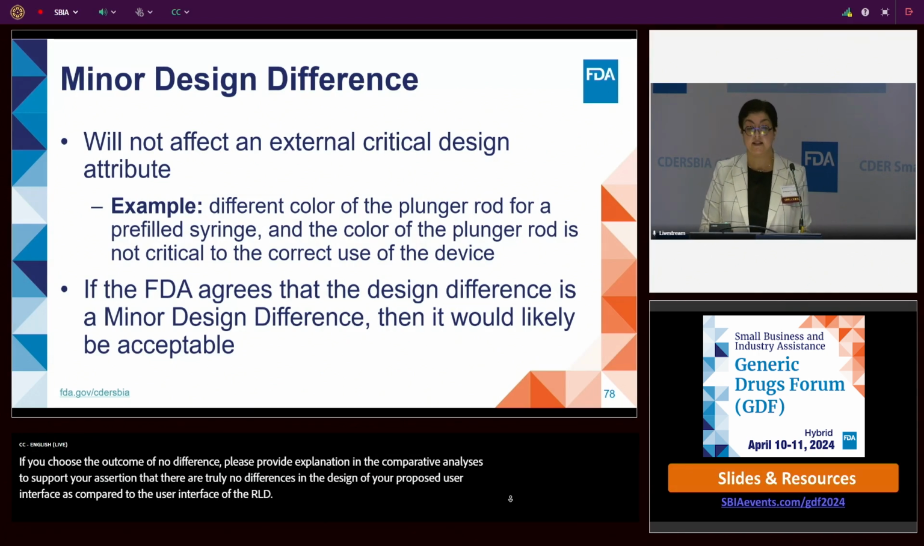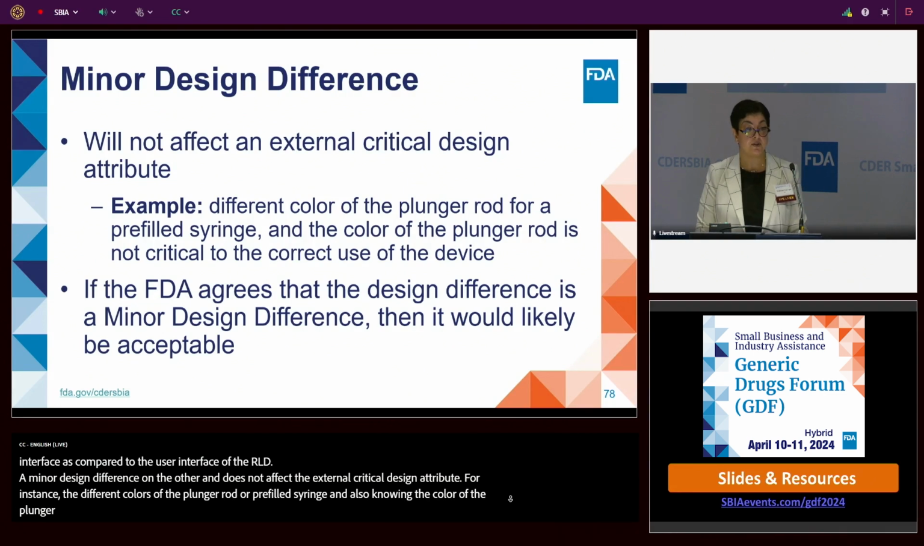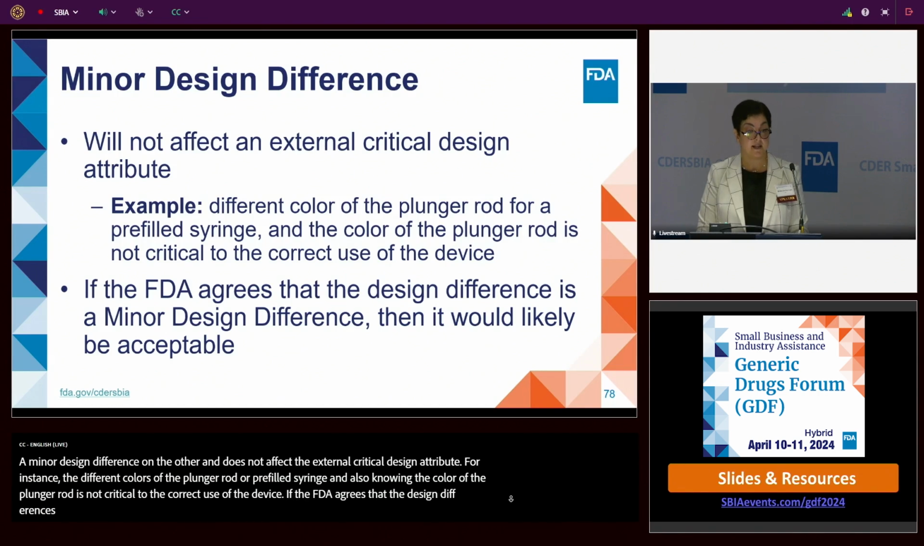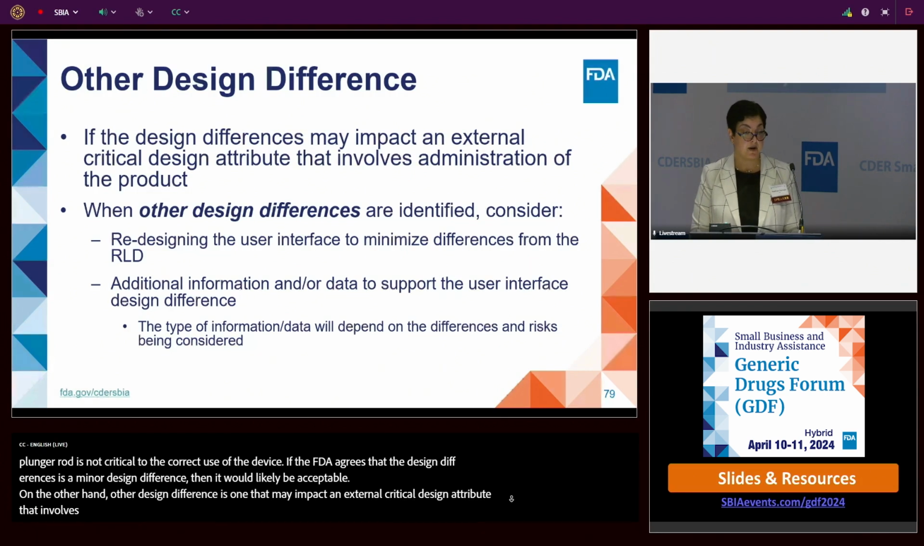A minor design difference, on the other hand, will not affect an external critical design attribute. For instance, the different color of the plunger rod for a prefilled syringe, and also knowing that the color of the plunger rod is not critical to the correct use of the device. If FDA agrees that the design difference is a minor design difference, then it would likely be acceptable. On the other hand, an other design difference is one that may impact an external critical design attribute that involves administration of the product.